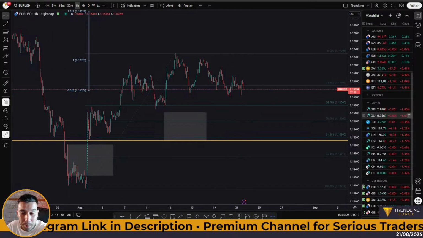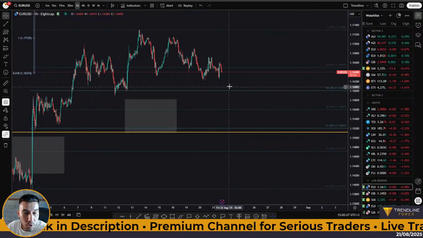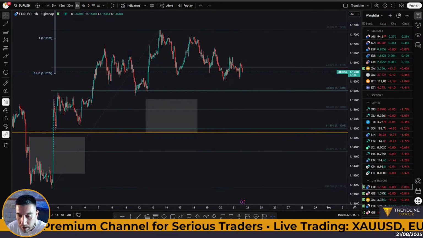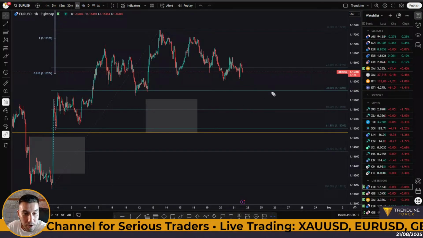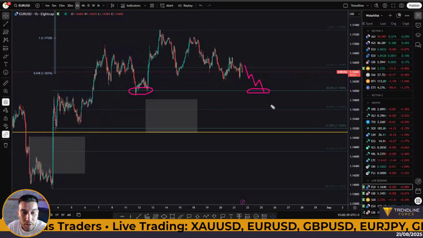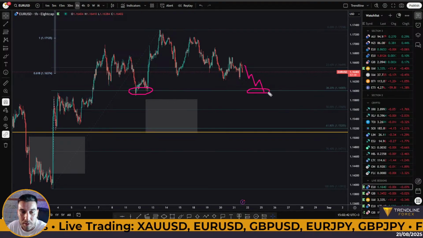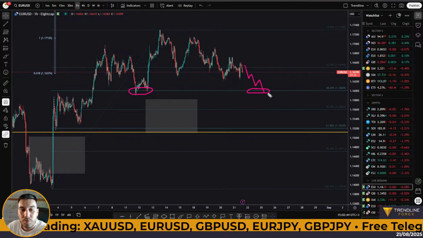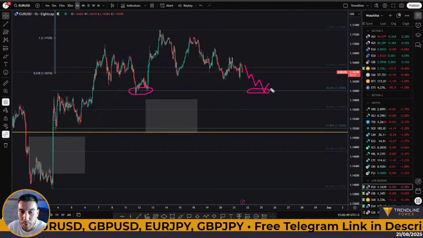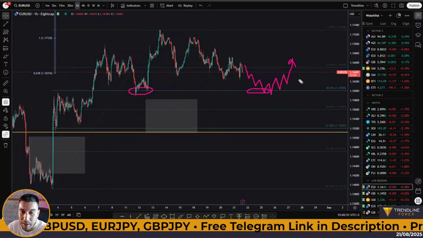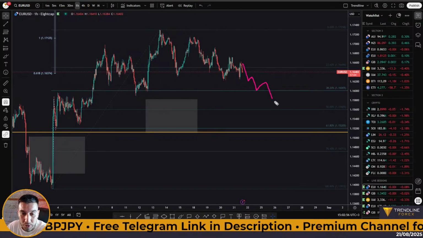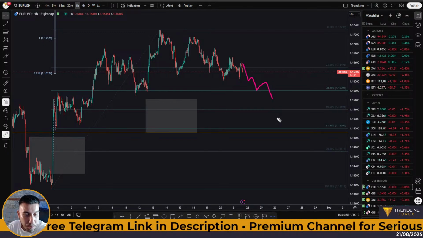Okay, so that pullback, the first level to watch out for would be the 38.2, which is 1.16 spot on. So this is my first point of interest right here, basically a retest of this previous low. Once we tap into that level, of course, if that happens, well then I'll have to follow price action and see how it reacts around that level, because this is where we may see that reversal happening.